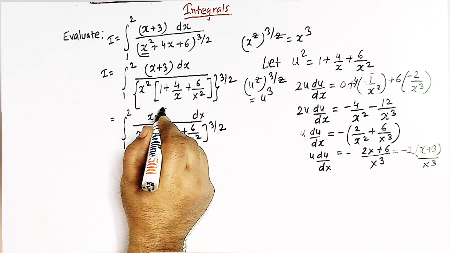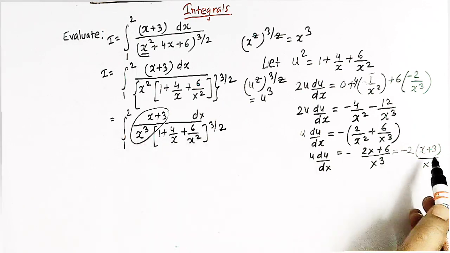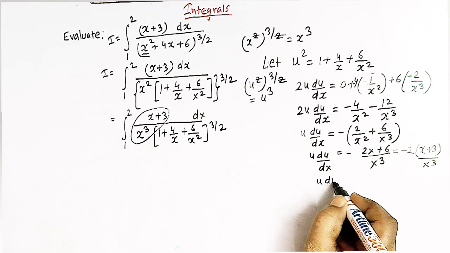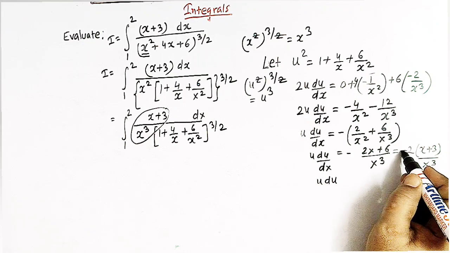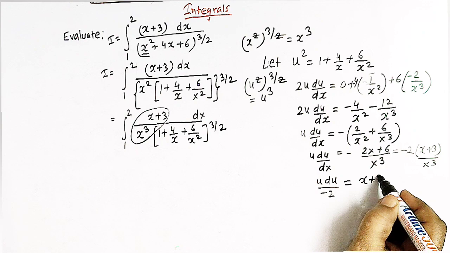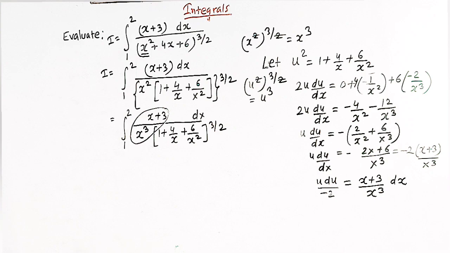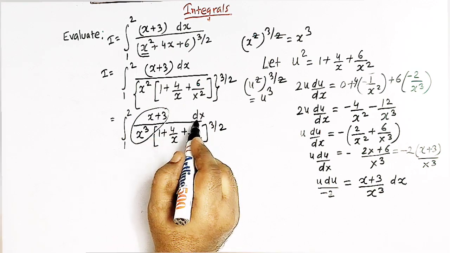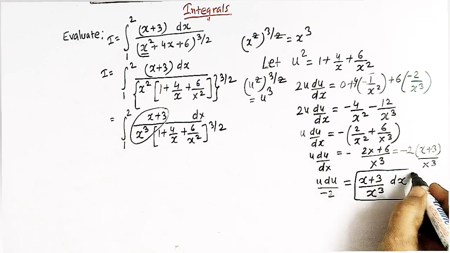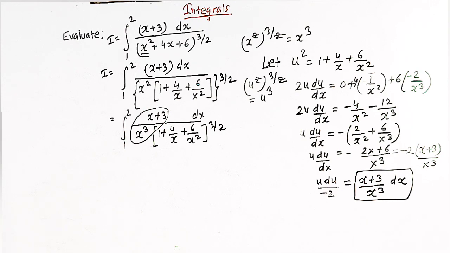So here we have obtained this term, that is (x plus 3) over x cube. So now we can write u du, and we can take this negative 2 in the denominator here, and we can now write (x plus 3) over x cube, and here we can write dx, right? So now (x plus 3) times dx over x cube, this term is now equal to u du over minus 2.